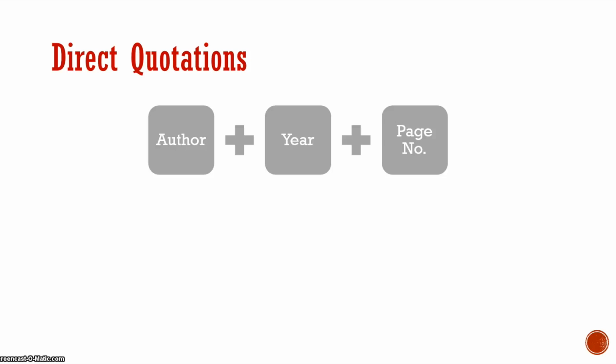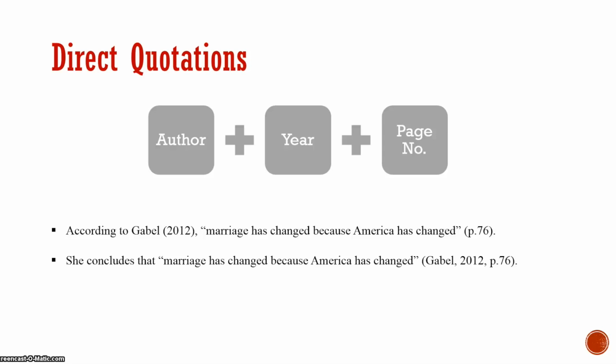Now, look at these two examples. Both examples are directly quoting the author's idea that marriage has changed because America has changed. In the first example, the sentence begins with a signal phrase that includes the author's last name followed by the year of publication. The page number goes after the quotation.